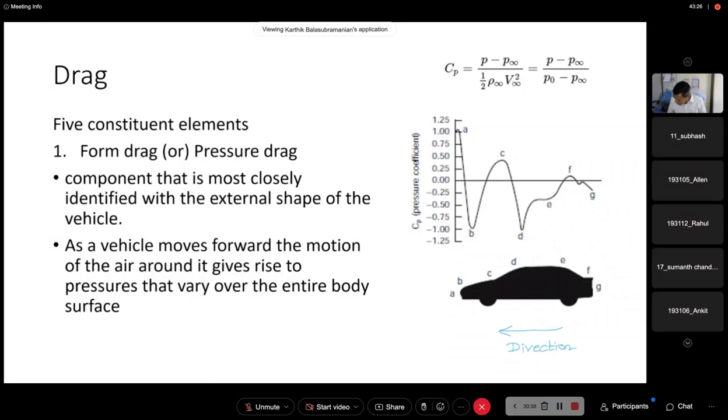So it is in this direction the vehicle is moving. So let's say airflow is obviously like this, correct? Yes, sir. Now what happens as soon as the air comes into contact with the vehicle at point A? It diverges. No. Okay, let me draw a vehicle like this.